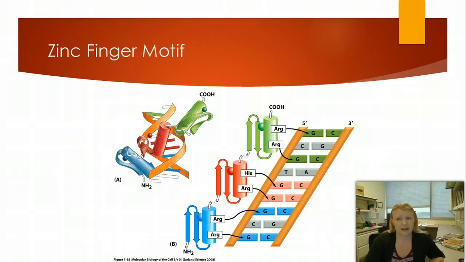And so you can see that here where the alpha helices will have similar amino acid sequences and bind to similar bases in the DNA, but it's not always the case, and it can actually span quite a range on these zinc finger motifs. So just be familiar with that.